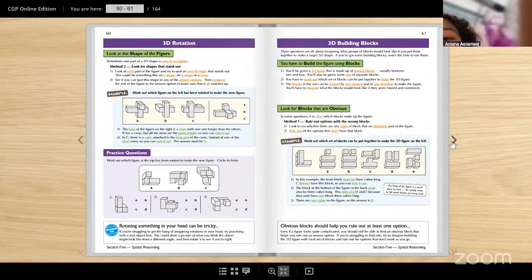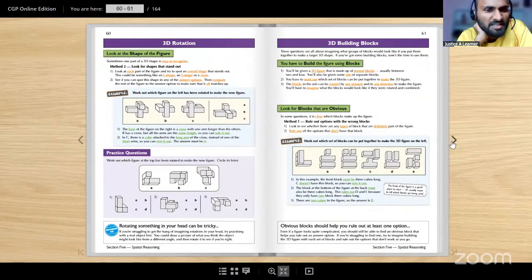No, I did not understand. Read it again. The first statement says the base of the figure on the right is a cross with one arm longer than the others. The base of the figure. What is the base of the figure? Do you understand? Base, you understand base, Prisha? Prisha, are you there?